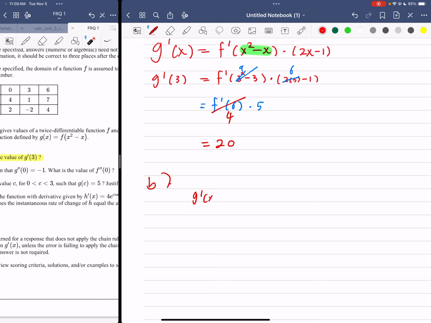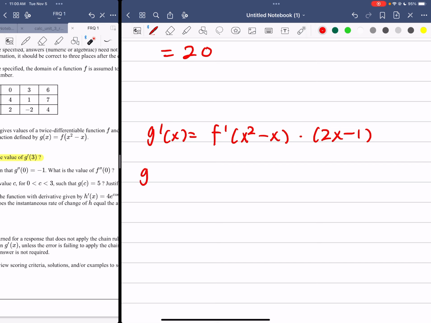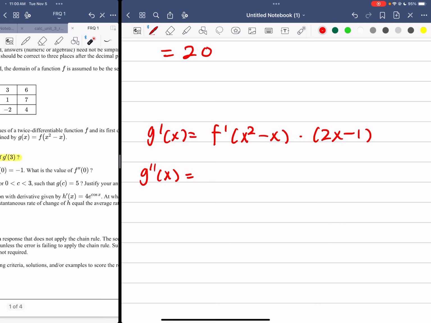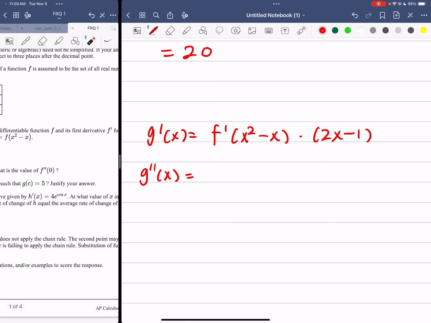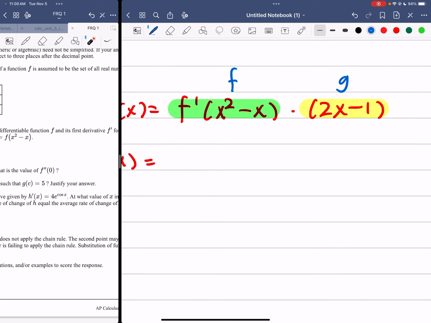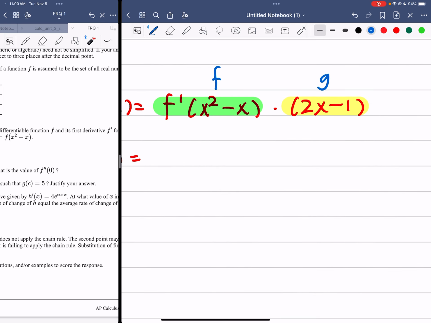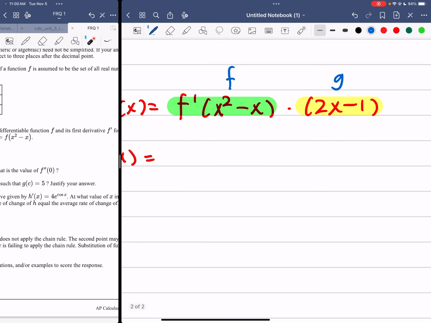So g prime of x is equal to f prime of x squared minus x times 2x minus 1. First, I have to find g double prime, because the question is asking so many things here, right? But basically, it's simple. So remember, it's gonna be a product rule. That's the f, that's the g. And I hope you know the product rule. So let's do the f prime. So g double prime, I'm gonna take the derivative of this one more time.